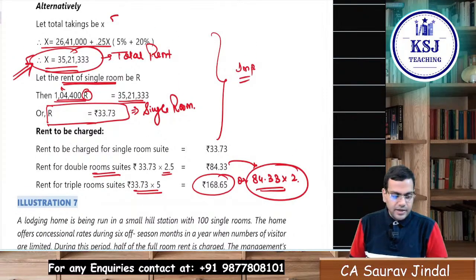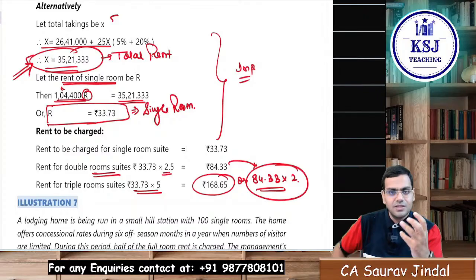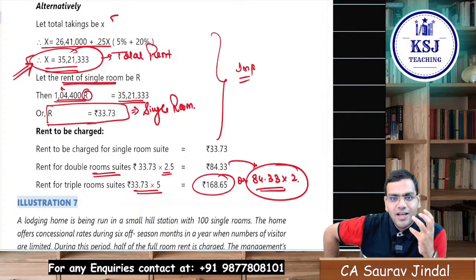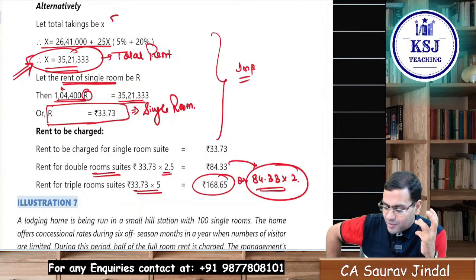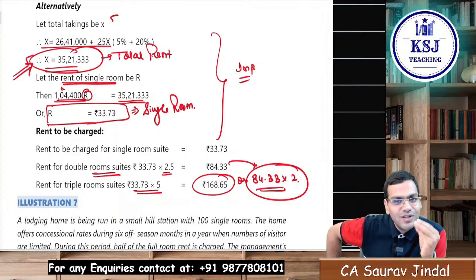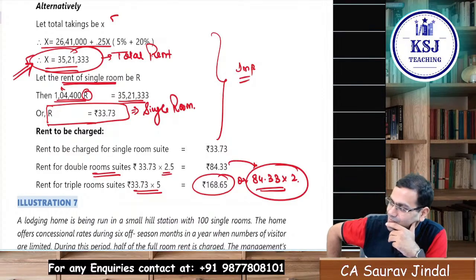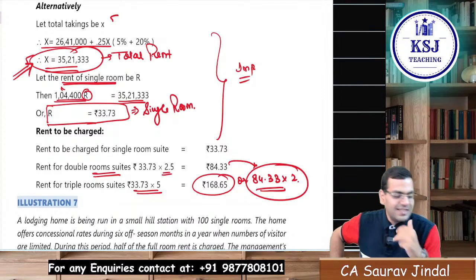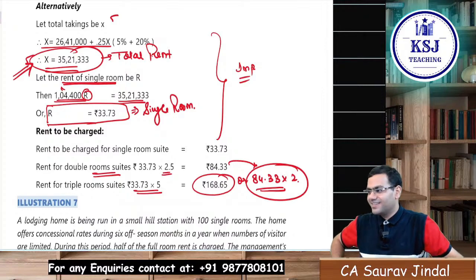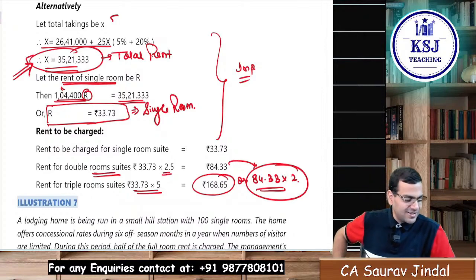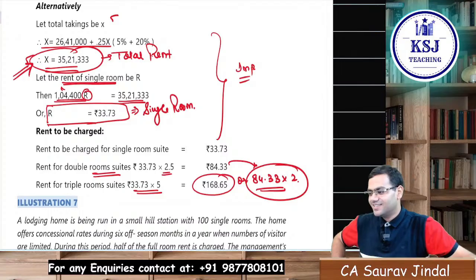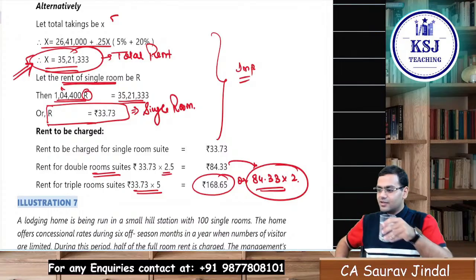Okay, any doubts in this? Have you seen such a cheap hotel where you are getting the rent of the triple room for 168 rupees, a single room for 33 rupees? Have you ever seen that? I haven't seen it. 33 rupees rent, sir. Maza aa jaye. Okay, is the question clear?